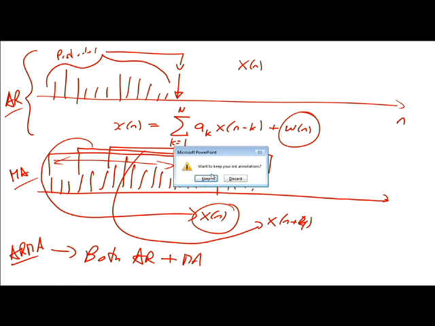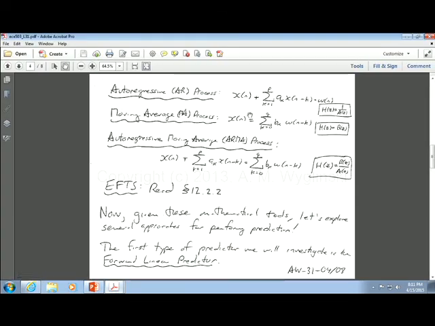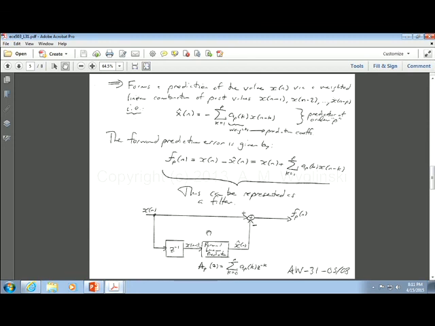So, given that, if you want to know a little bit more, you can look at section 12.2.2 in your textbook. From this, we can generate a few very interesting tools that are signal processing based. The first is called the forward linear predictor. Remember lattice structures? We're going to see that soon. Woo-hoo.